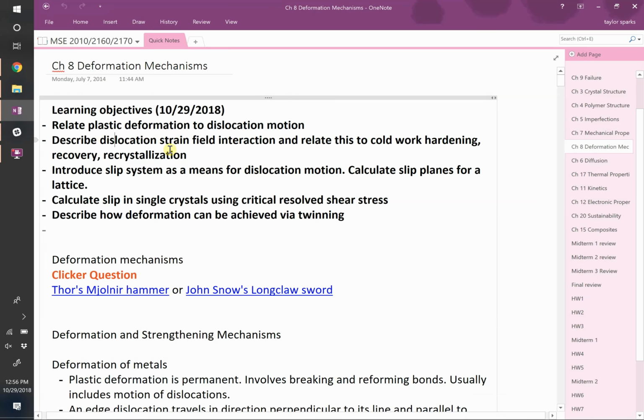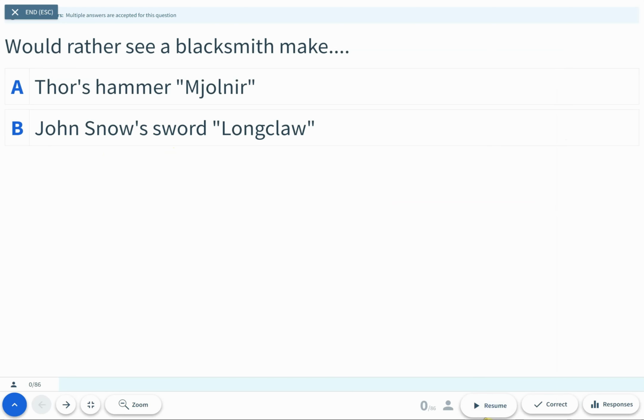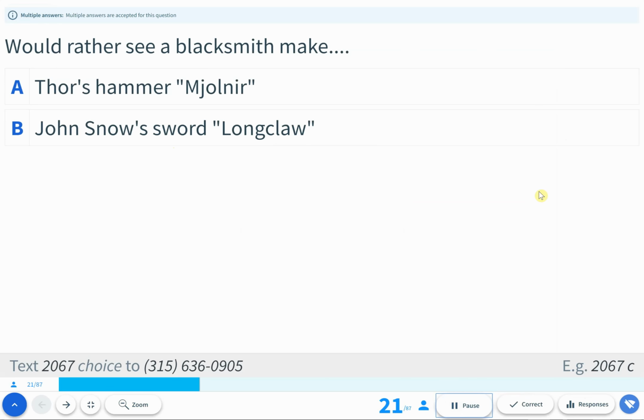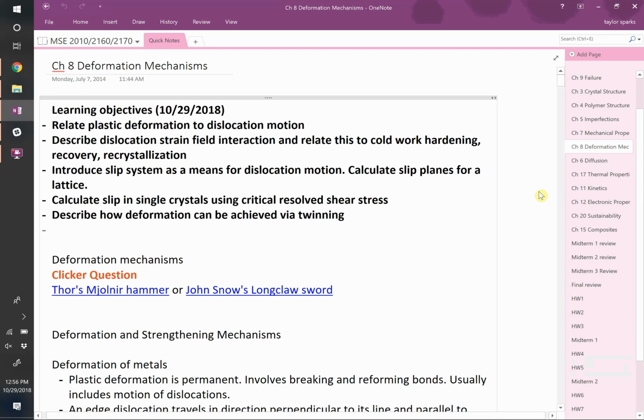Okay, so while you're getting your answers in, here's what we're going to cover today. Oh, sorry. I'm used to the old clickers. We didn't have to do that. So we've talked about crystal structures, imperfections, and dislocations. But up until now, they haven't really meant anything. This chapter is going to do something with those dislocations.